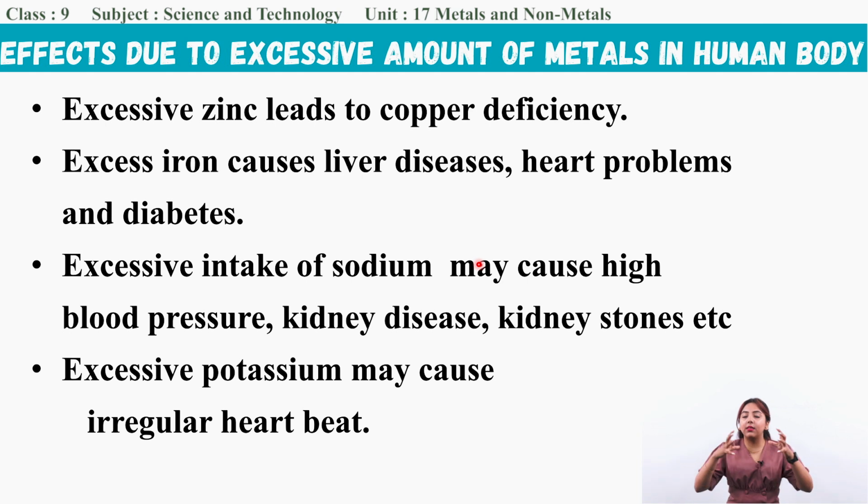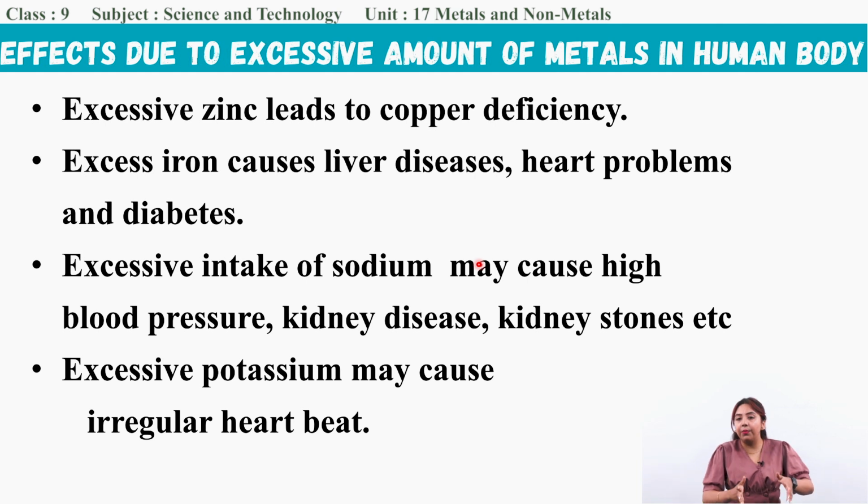Now if you have an excessive amount of iron in your body, the iron gets deposited in our liver, in our heart as well as pancreas. Now if the iron gets deposited there, what happens? You will suffer from certain liver diseases, you might also suffer from heart problems as well as diabetes. Now if you intake a high level of sodium, then what will happen? It will cause high blood pressure, it might also cause kidney diseases, kidney stones, etc. Now if you have an excessive amount of potassium in your body, then it will cause irregular heartbeat, and due to that, in worst cases, you might also get a heart attack.